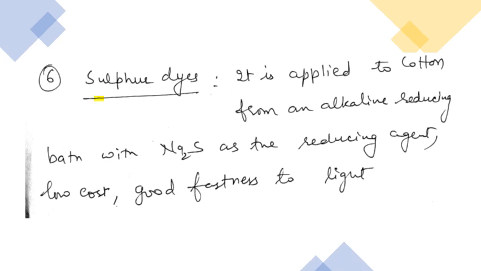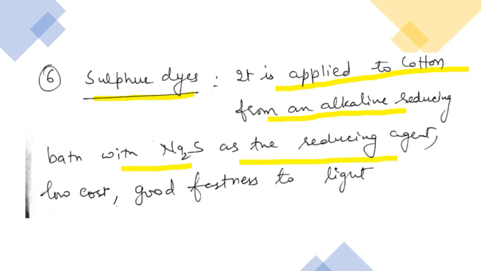The next is sulfur dyes. It is applied to cotton from an alkaline reducing bath with sodium sulfide as the reducing agent. So it is chemically prepared by reacting with sodium sulfide, which acts as the reducing agent. The sulfur content comes into the compound, which then binds to the fiber.